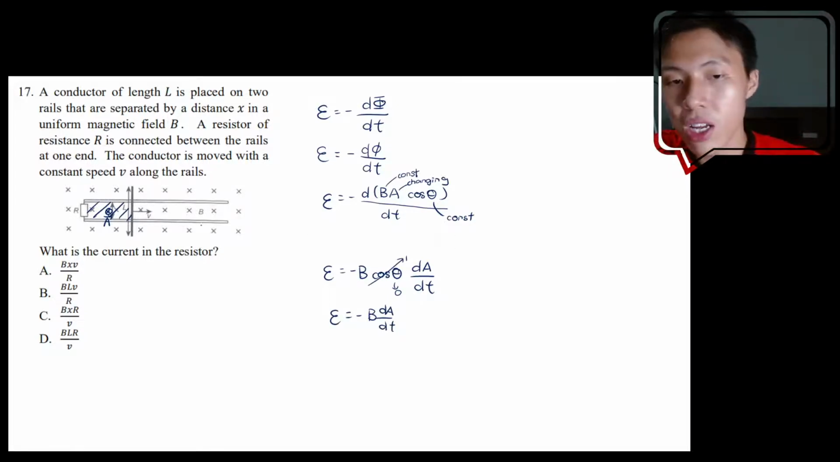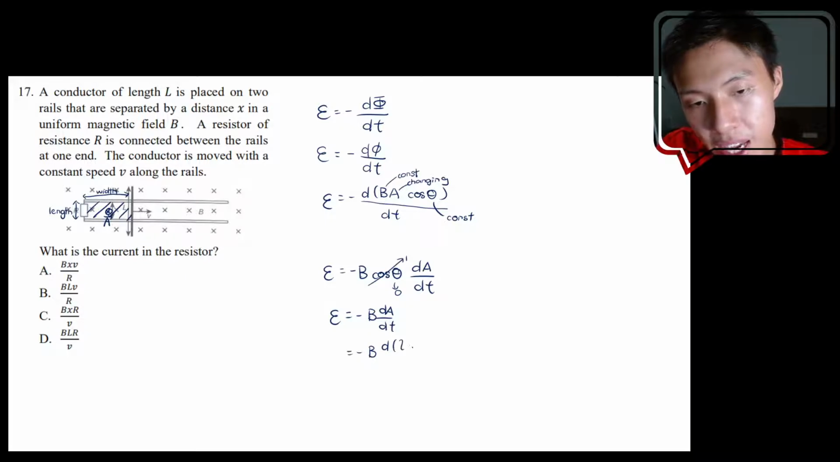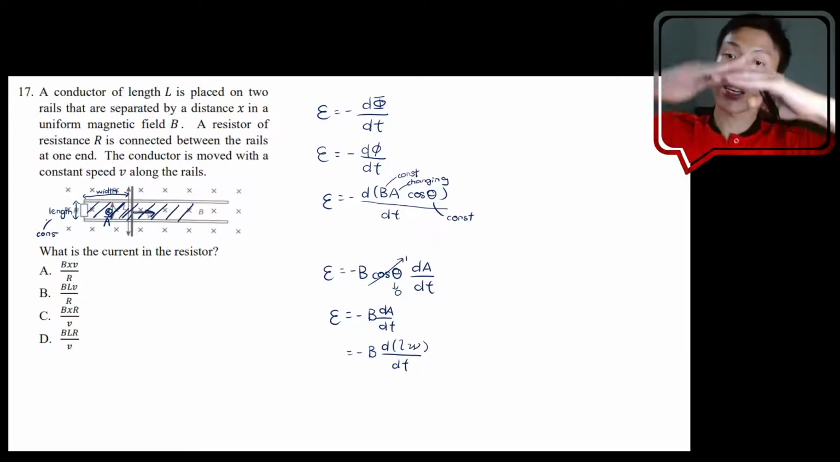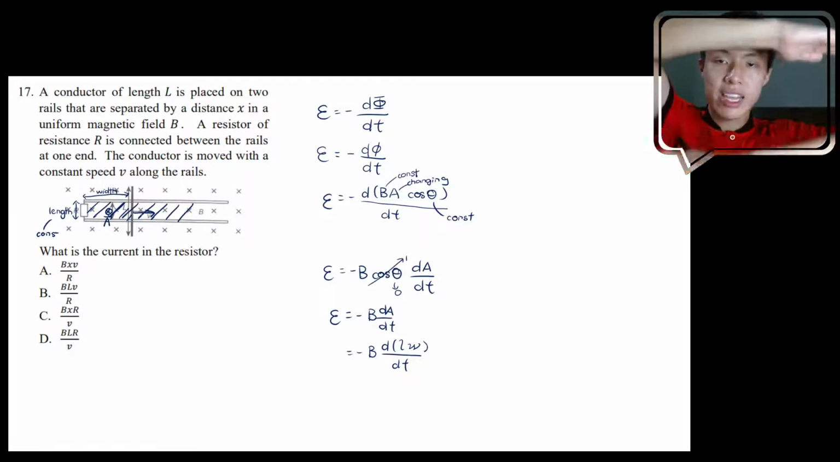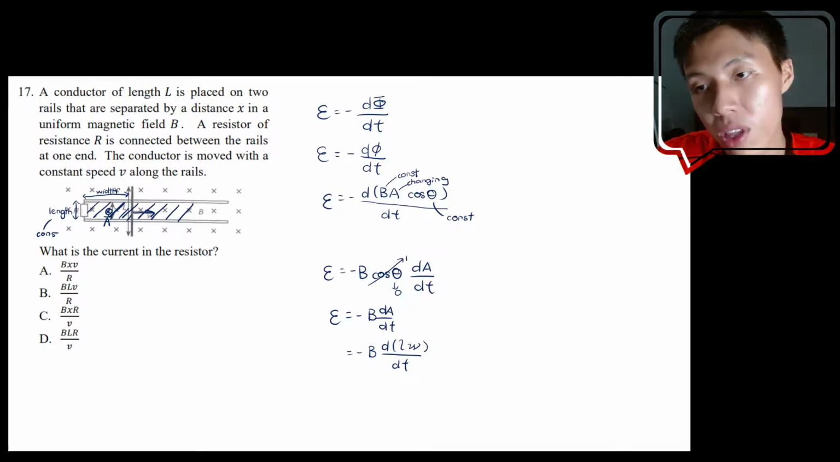Let's continue. We can see that the area over here consists of this length multiplied by this width. So we can break the area to become negative B, the area changed to length multiplied by width, over dt. As this rod is moving forward, the area will change. But when the area changes, the length here will be constant. The length is not suddenly making the rectangle become larger in this way. The length is not changing, so the area is only changing this way. That means the width is the one that is changing.